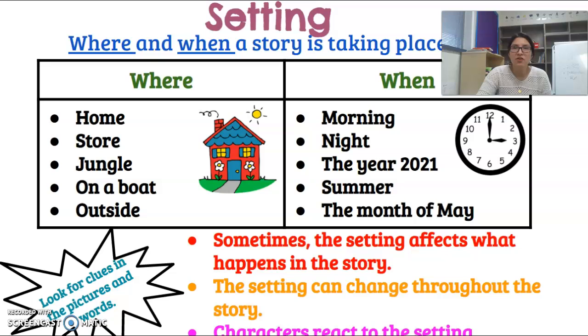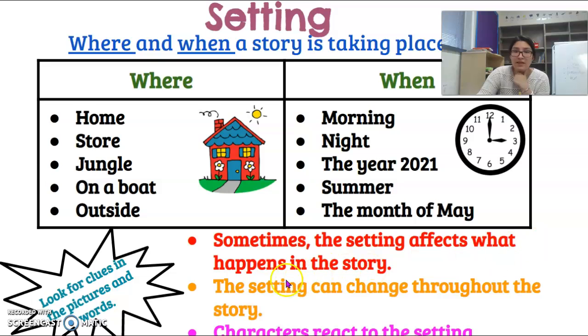So setting, you're going to see a question on the test that asks, what is the setting? So you really need to pay attention as I'm reading because sometimes it says, Jack was outside on a summer day. Just really quickly in one sentence, it might say the setting. So you have to really listen. And you can also use the picture from the story to help you. So look for clues in the pictures and words. So really be looking at the pictures and paying attention with your ears.